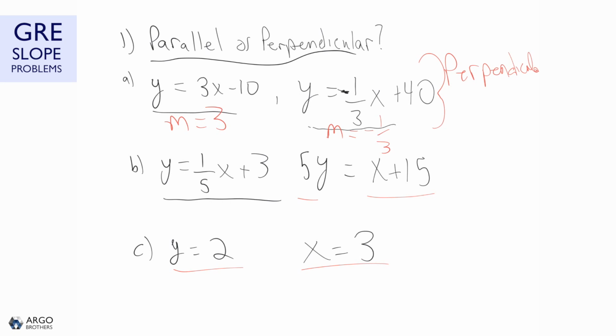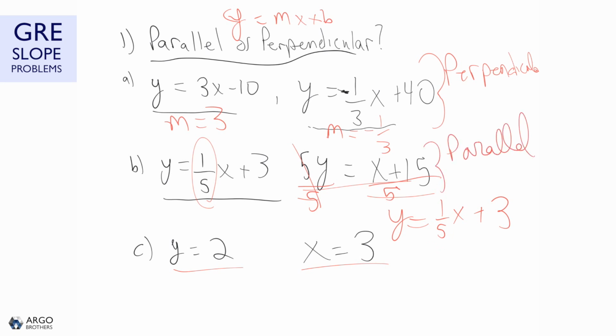Let's check B. One slope is 1/5, and the other slope is, oh wait, we need to put it in the form y equals mx plus b. So to get that, we need to solve for y. So I'll divide by 5, so that we get y equals 1/5 x, because x divided by 5 is 1/5 x, plus 15 divided by 5 is 3. Now, what about these two lines? Do they have the same slope? 1/5? 1/5, yes. So that means that they are parallel since they have the same slope. So in this case, you just have to change this form into the general form of a line, which is y equals mx plus b.